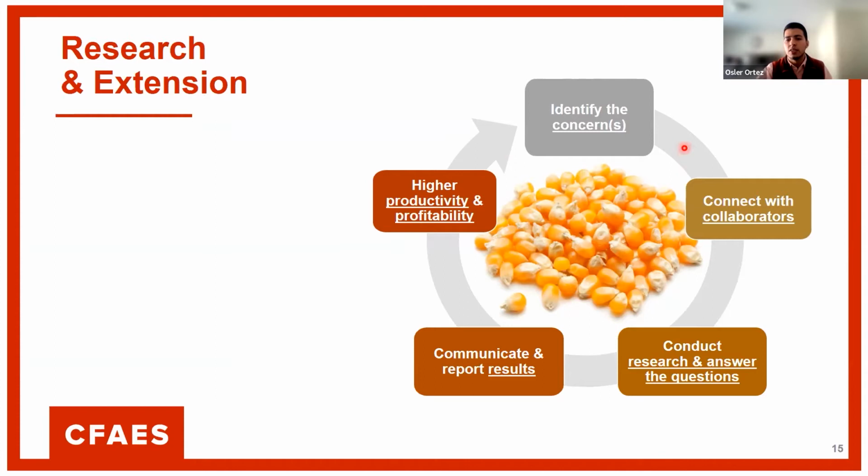That's one of the first steps. We also need to work with collaborators. That's industry, that can be university, that can be farmers, that can be extension. So all of that is important. We want to conduct research and hopefully answer questions. As important as conducting the research, it is as important to communicate the results. We need to make sure that the results are spread and that they will be available to hopefully understand better and achieve higher productivity and higher profitability in our crop systems.